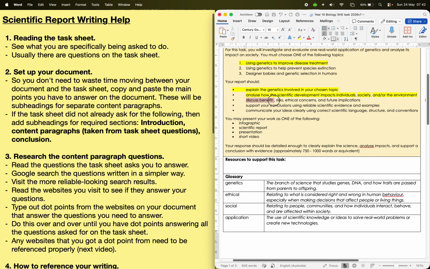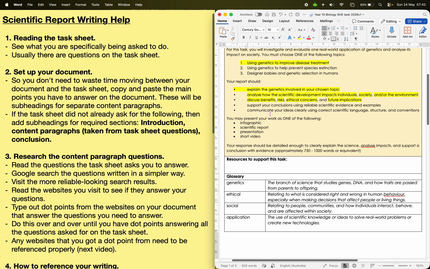Also, I need to discuss the benefits. The benefits are probably going to be discussed when I'm looking at those 3 things, but I'll highlight that anyway. Risks and ethical concerns. Highlight that, so I need to cover some negative things here. And future implications, so I need to look to the future too. So this highlighting process is giving me an idea about how much I need to write, how many different paragraphs I need to get my marks for this assignment.